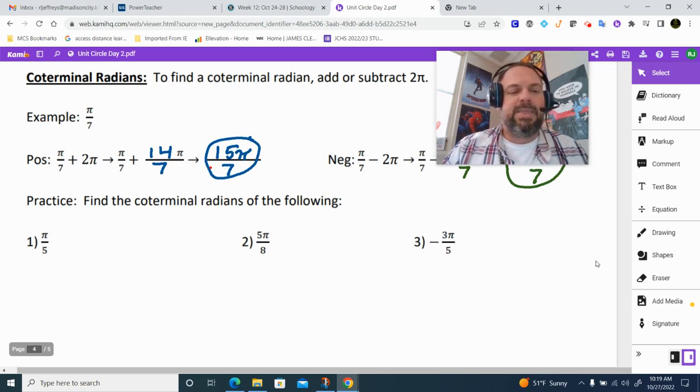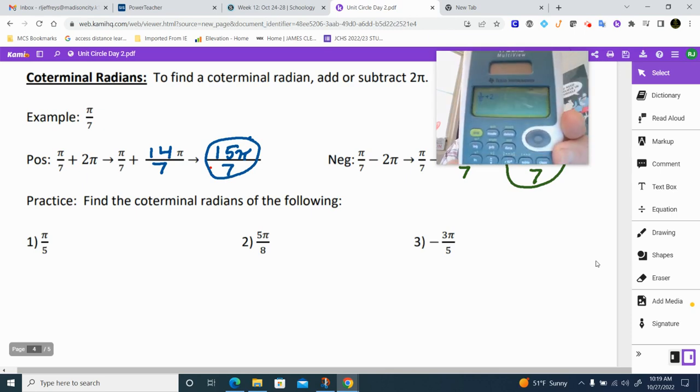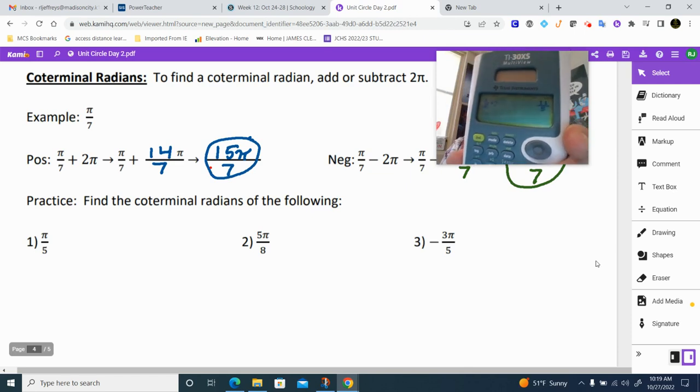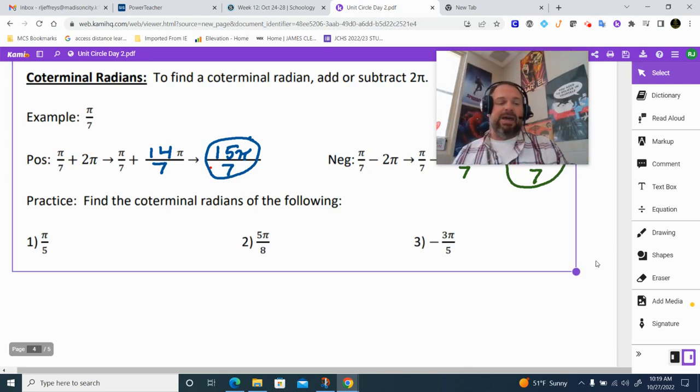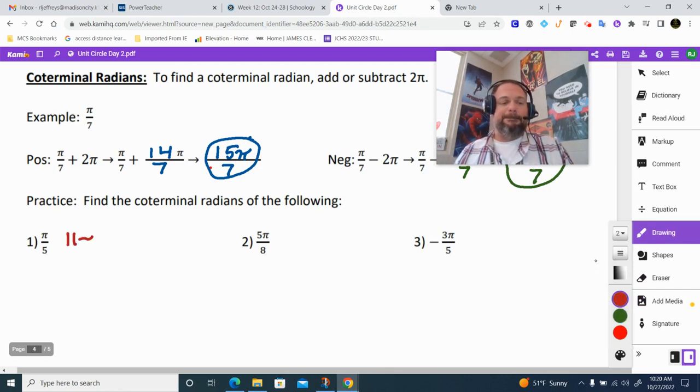Okay. So we're going to find the coterminal radians of pi over 5. In my calculator, I'm going to say 1 over 5 plus 2. I get 11 over 5. So actually, this answer is 11 pi over 5.